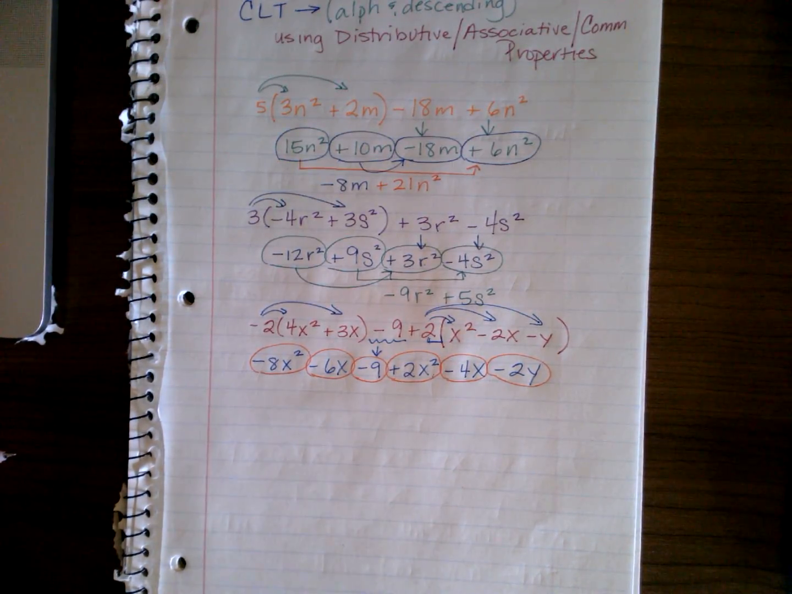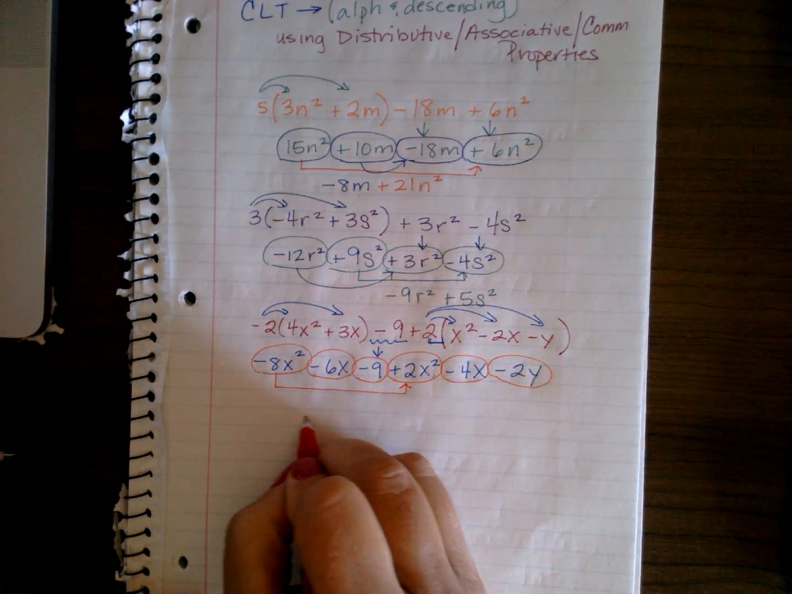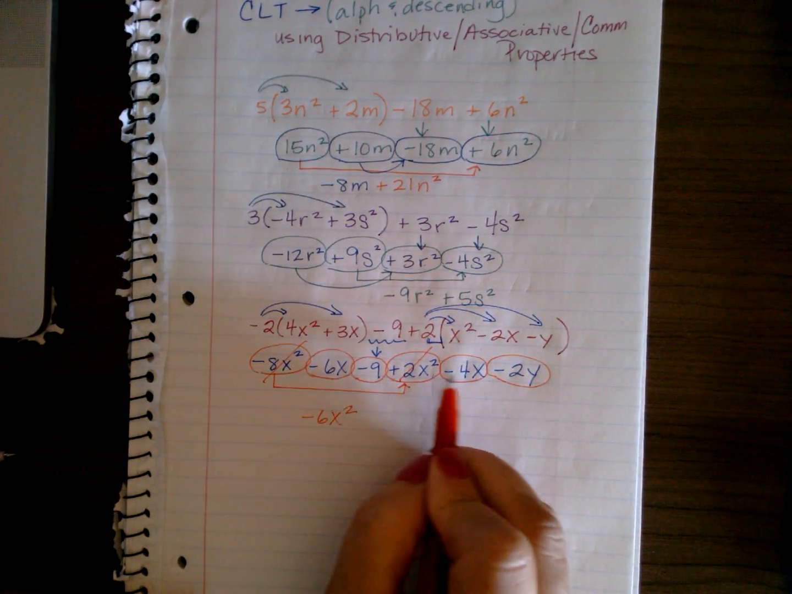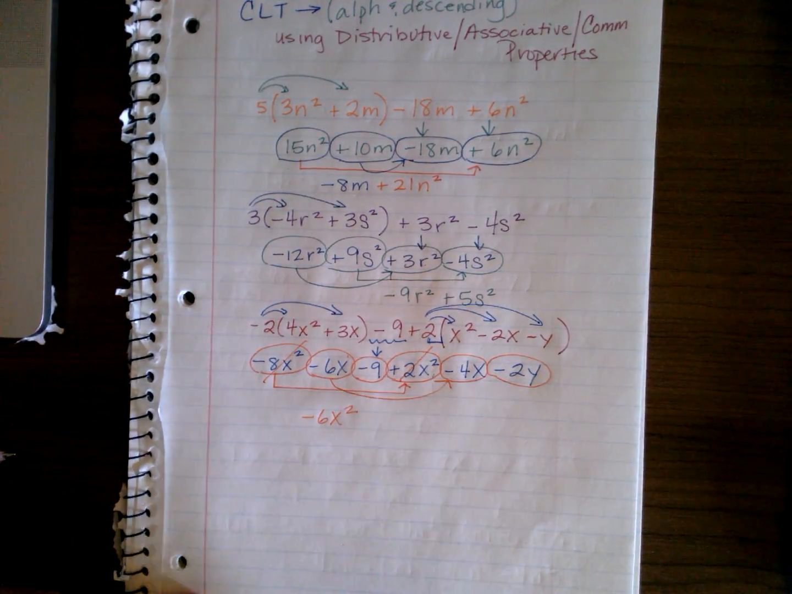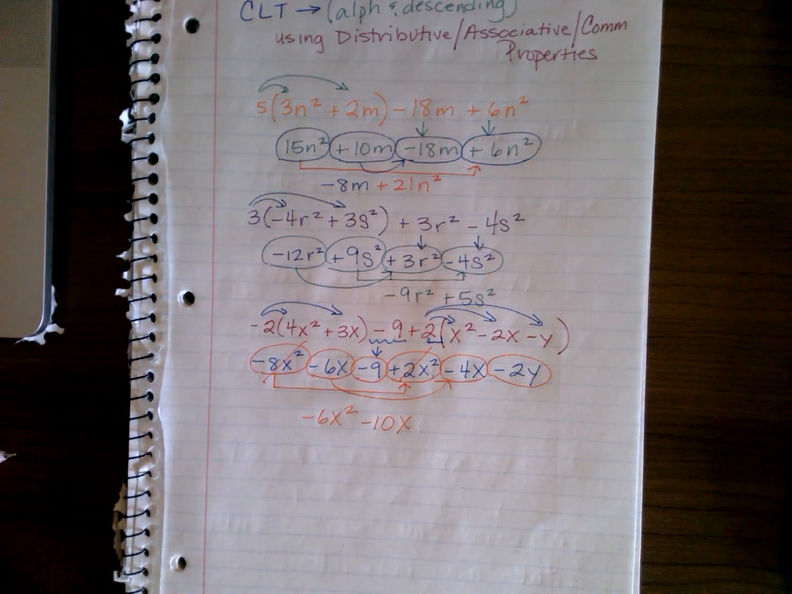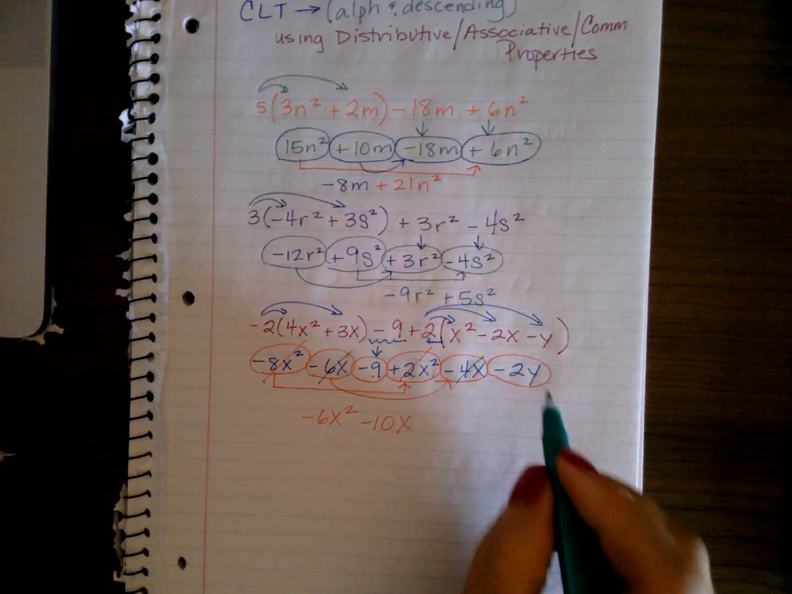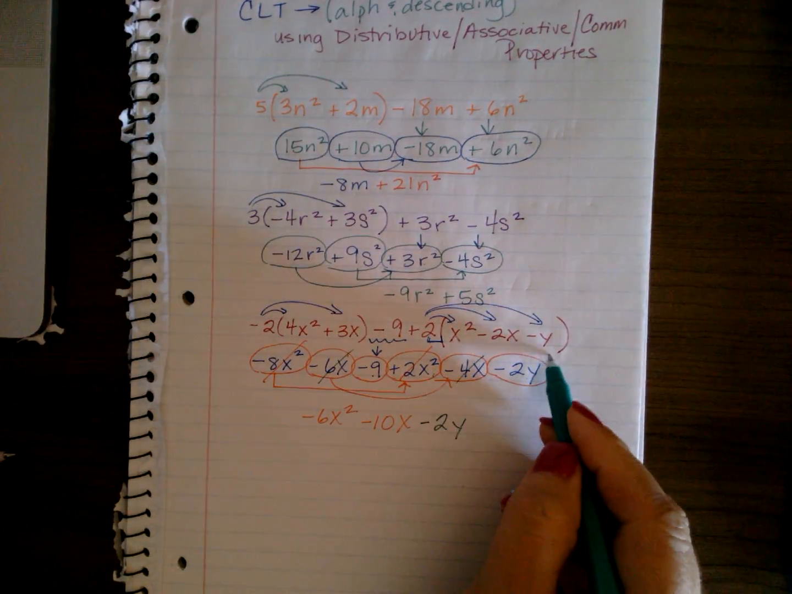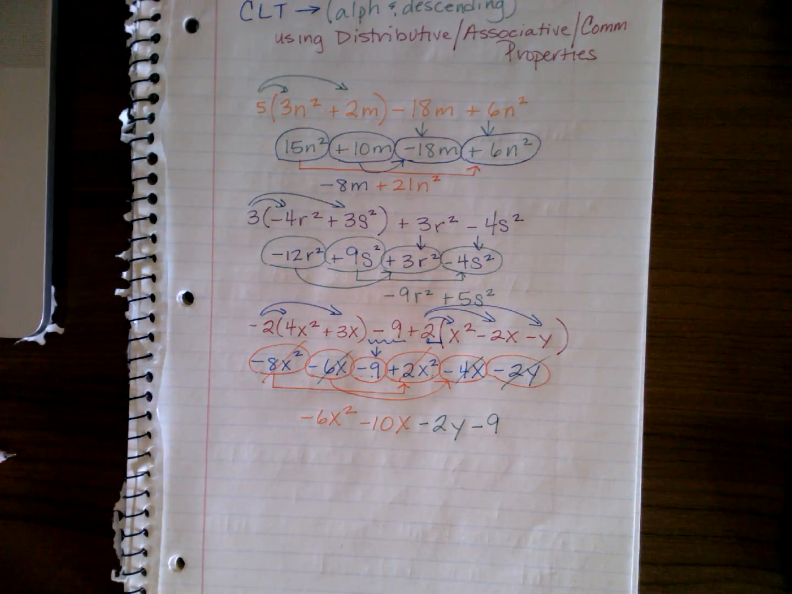Alphabetical order, x's come first. Descending order, I notice I have x squareds here for a total of negative 6x squareds. Here are x's with that invisible 1 exponent, so I have negative 6 and 4 more negatives for a total of negative 10 x's. Those are used, cross them out. Oh, I have 2 terms left. Y's, don't have anything to combine with them, so I will just write them down. And a constant of negative 9.